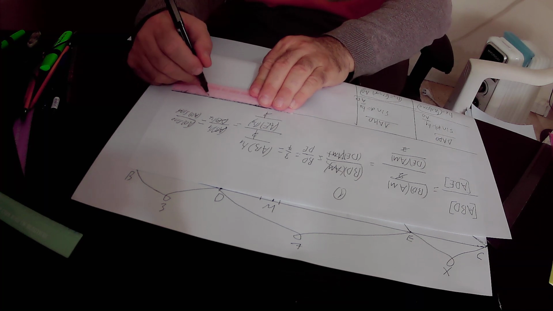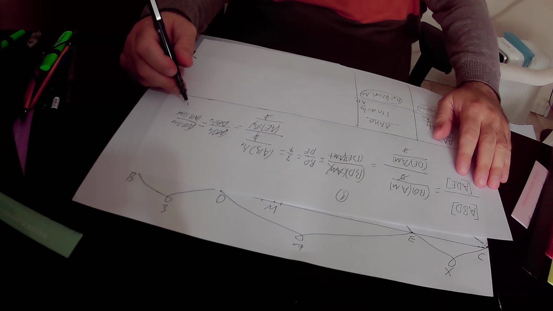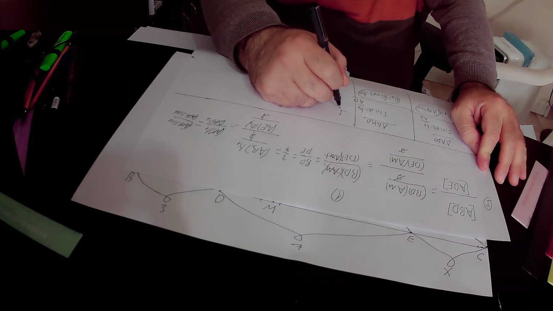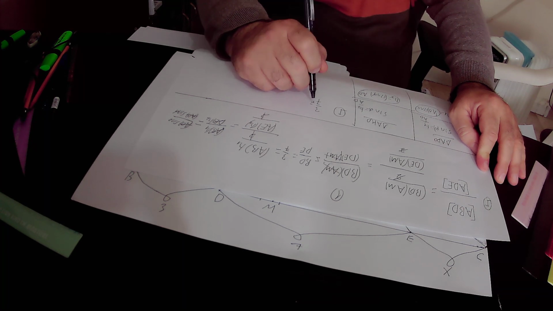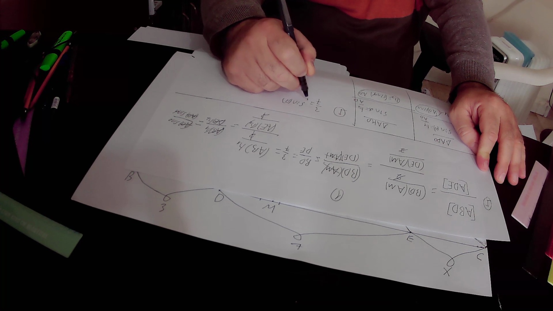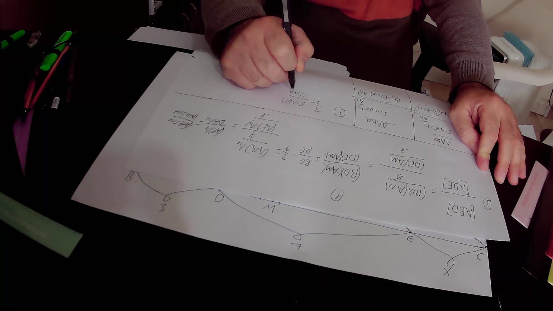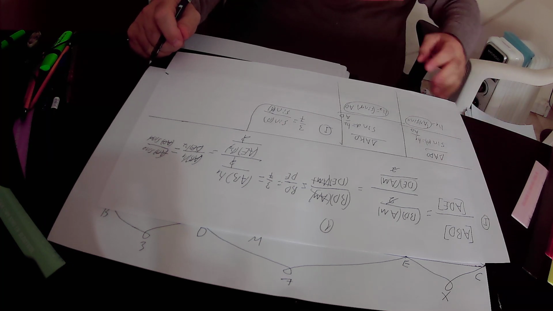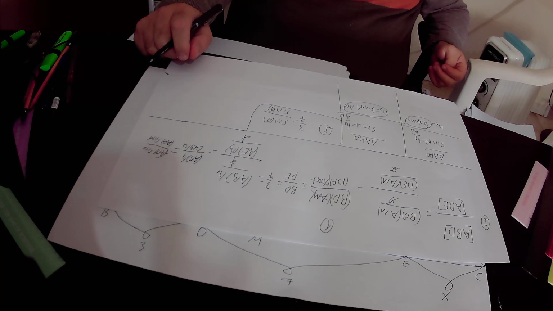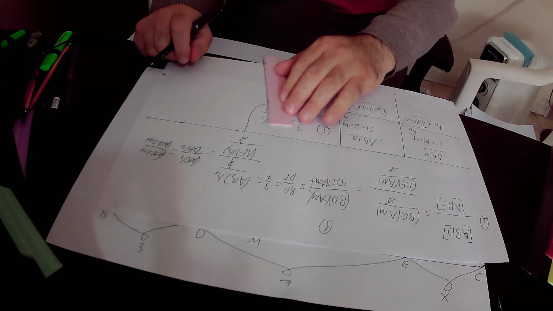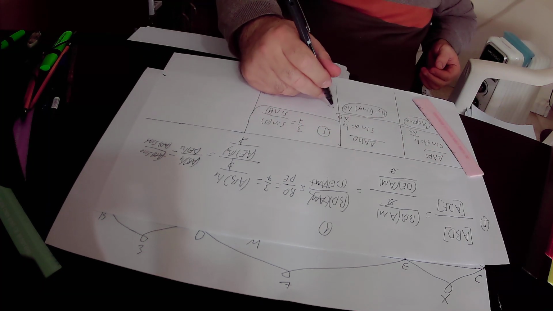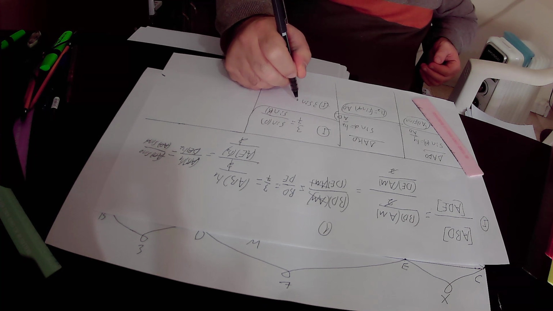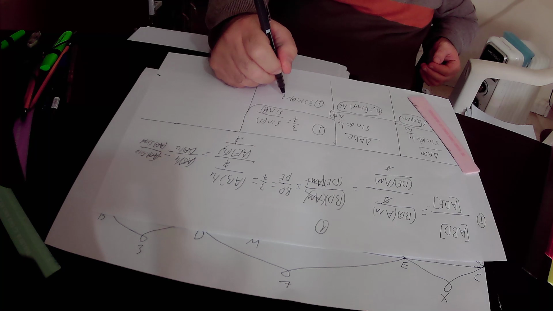So here we have AD in the numerator and AD in the denominator, so AD will get cancelled. In conclusion, we found out that according to equation number 1, 3 over 7 is equal to sine theta over sine alpha. Here, we will cross multiply equation number 1, and we will get that 3 times sine alpha is equal to 7 times sine theta.